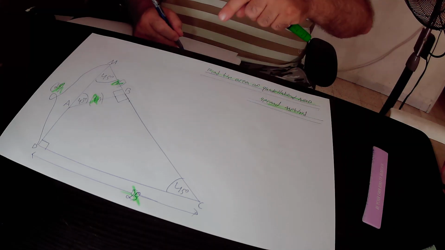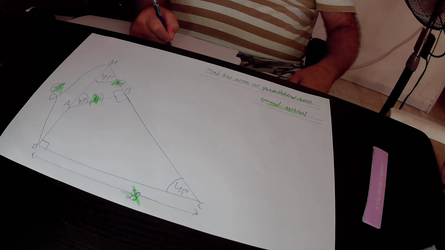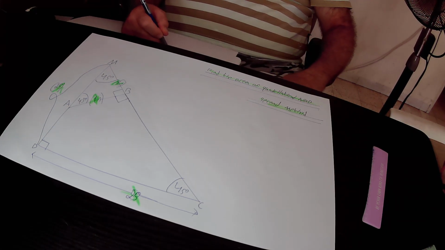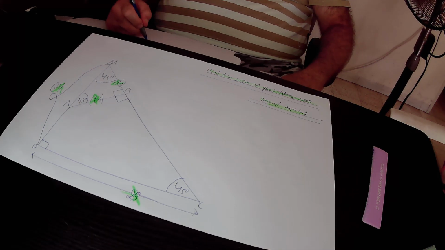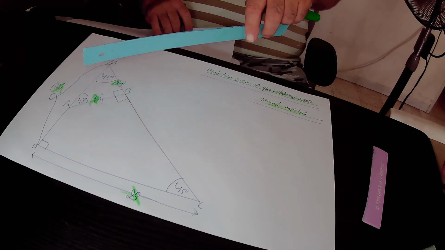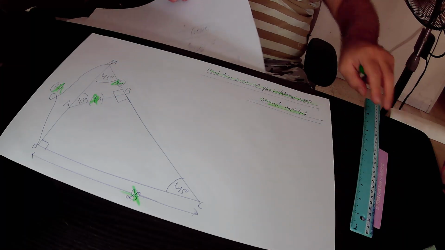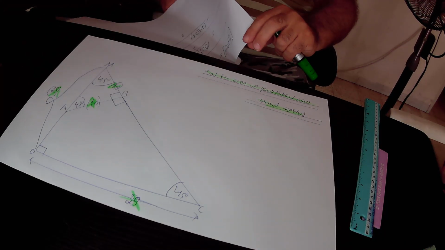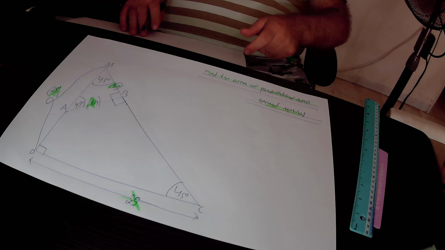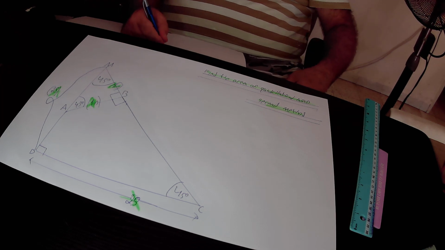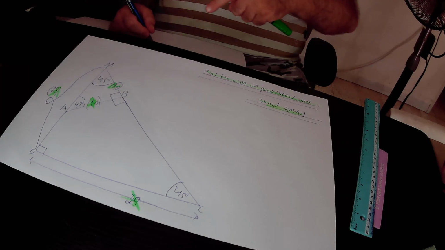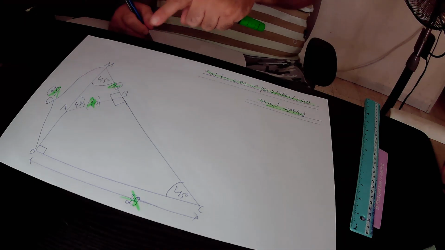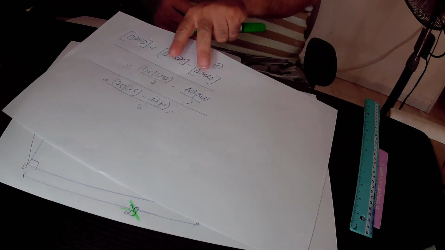DC is 25, according to the question. DM is also 25. So the area of this big right triangle MDC is equal to 25 squared over 2, minus the area of this small right triangle MBA. It is equal to AB, that is 10, times MB, that is also 10, over 2. So the area of this small right triangle MBA equals 10 squared over 2.